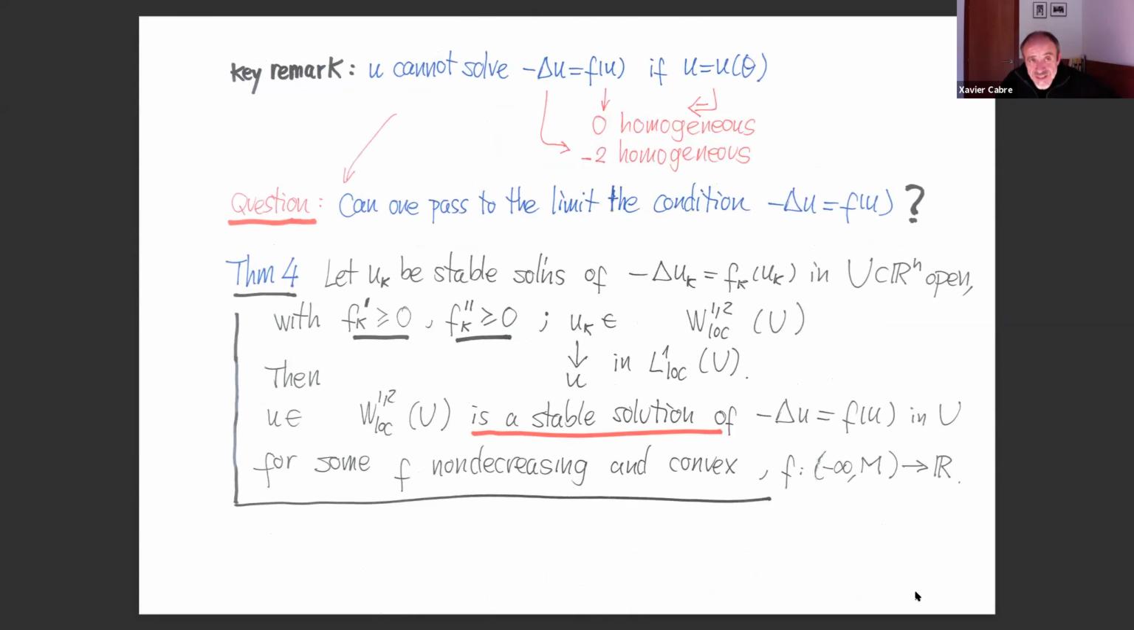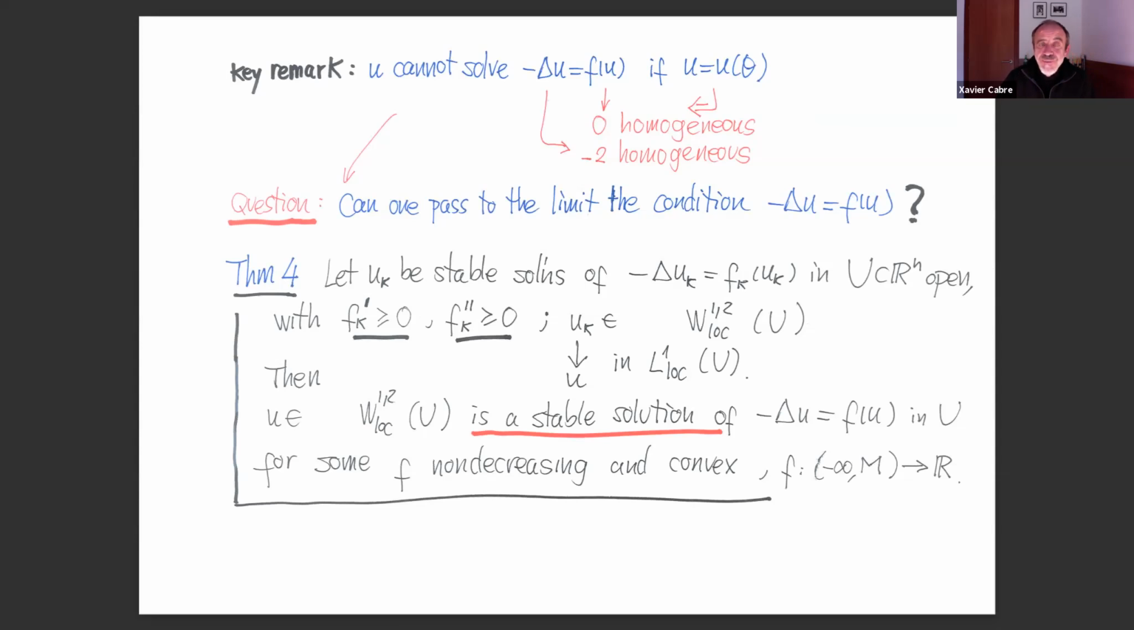But still, we should have hope, because even if there exist superharmonic functions on the half sphere, they should not solve a semilinear equation. Because if u is zero homogeneous, f of u is zero homogeneous, but minus Laplacian of u is minus 2 homogeneous. So this contradicts the semilinear equation.